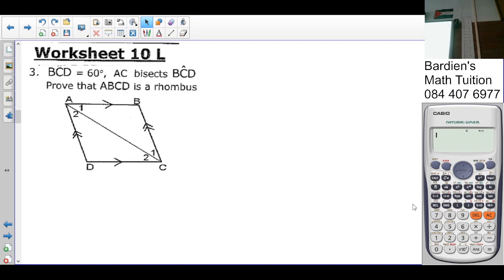Okay. People, we are told that angle BCD is equal to 60 degrees. So the other angle is 60. Then we are told that AC bisects angle BCD, which means to say C1 is 30 and C2 is 30. Prove that ABCD is a rhombus.